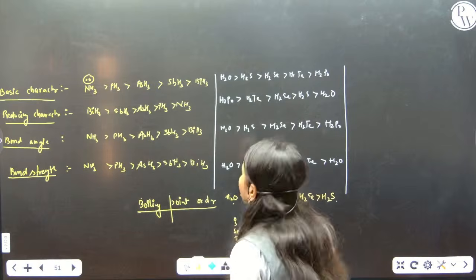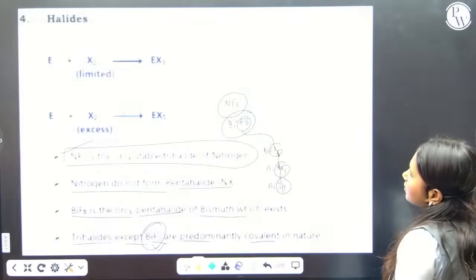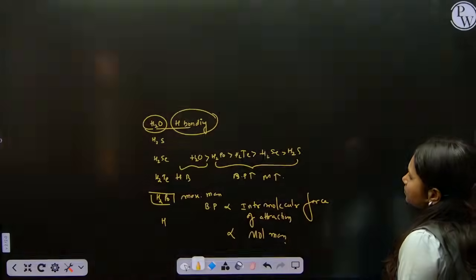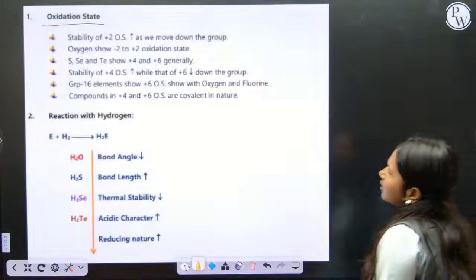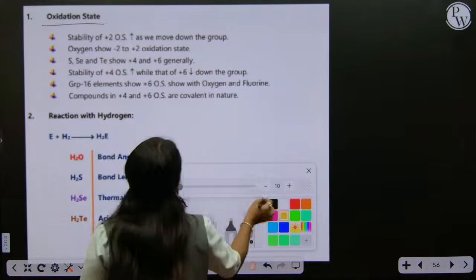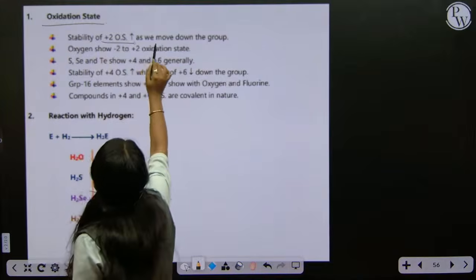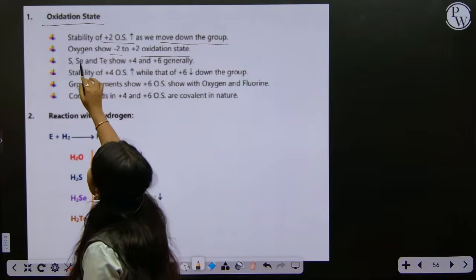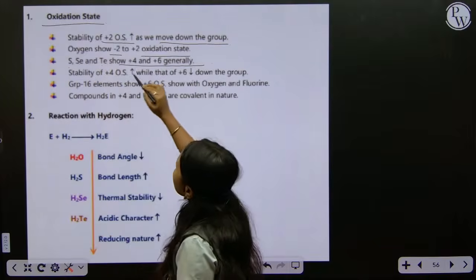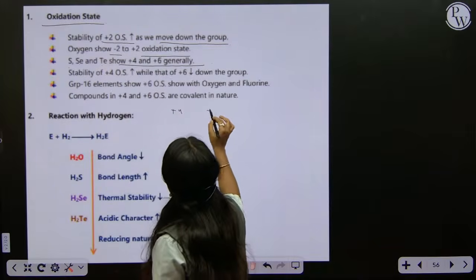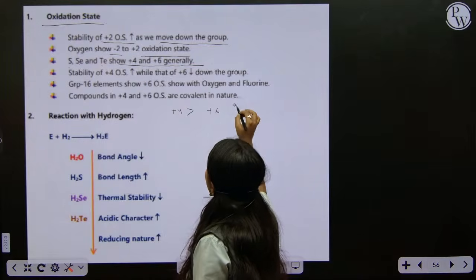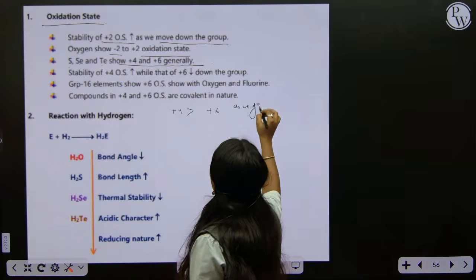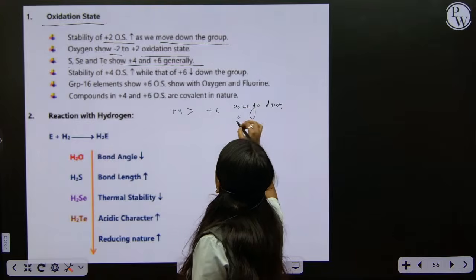Okay. Now let's move here. Now oxidation number. Oxidation +2 increases as we move down the group. Oxygen shows -2 to +2. Sulfur, selenium, tellurium show +4 and +6. And the stability of +4 and +6 is more as we go down the group.